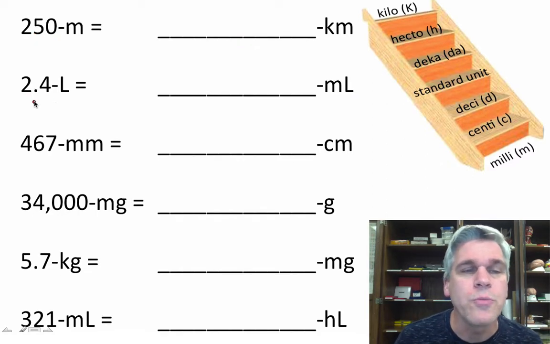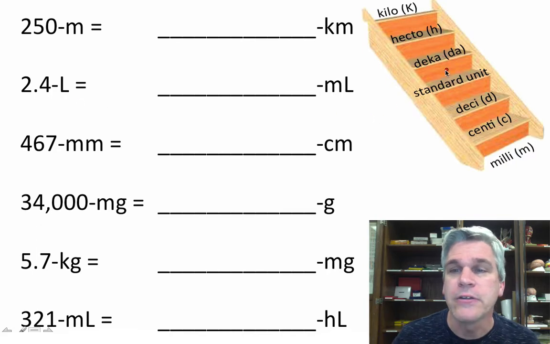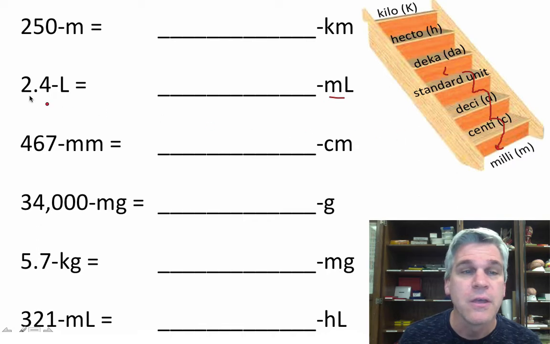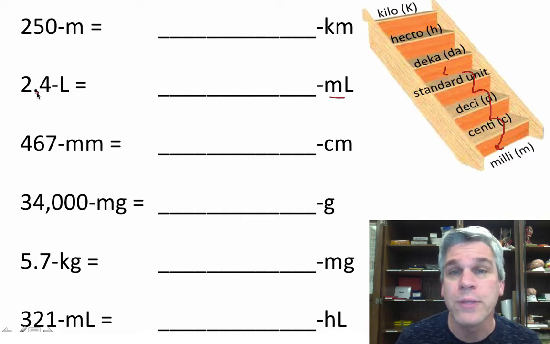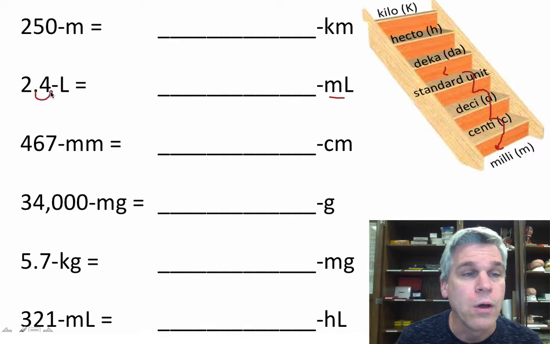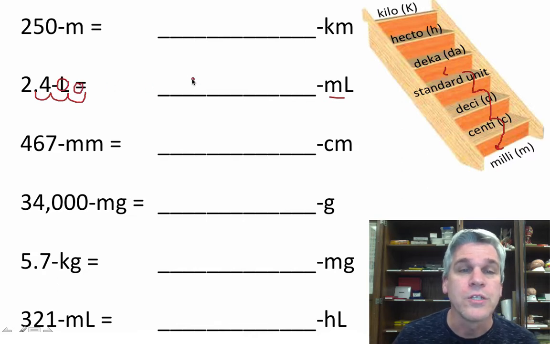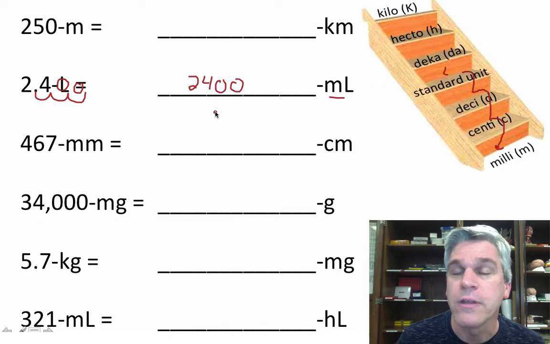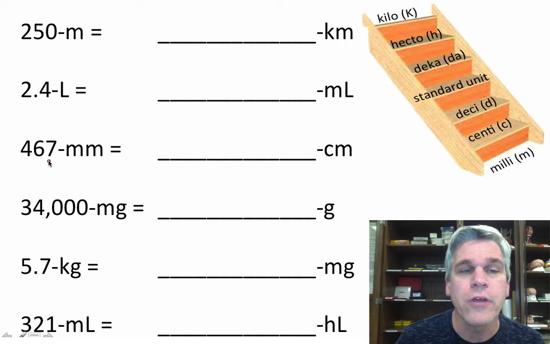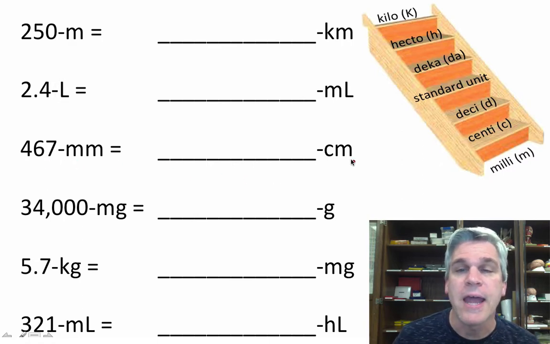Let's look at this next one, 2.4 liters. So liters is a standard unit, and I want to go down to milliliters. So I'm going 1, 2, 3 steps down the staircase, which means I'm going to move my decimal point over 3 places to the right. So I'm going to go 1, 2, 3. Now these empty spaces I'm going to have to fill in with zeros, which means I will have 2,400 milliliters.